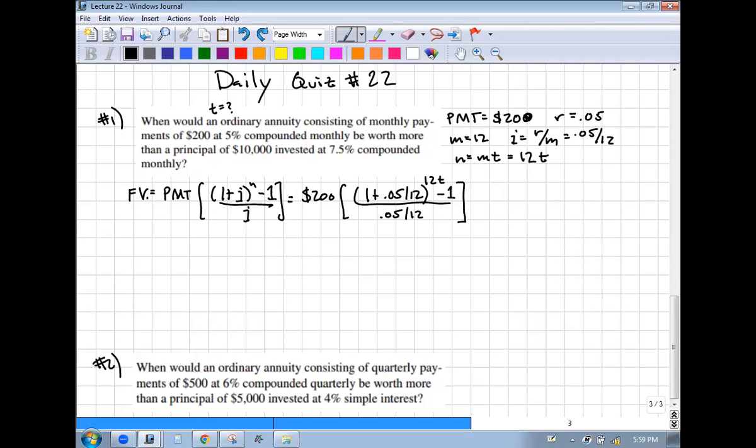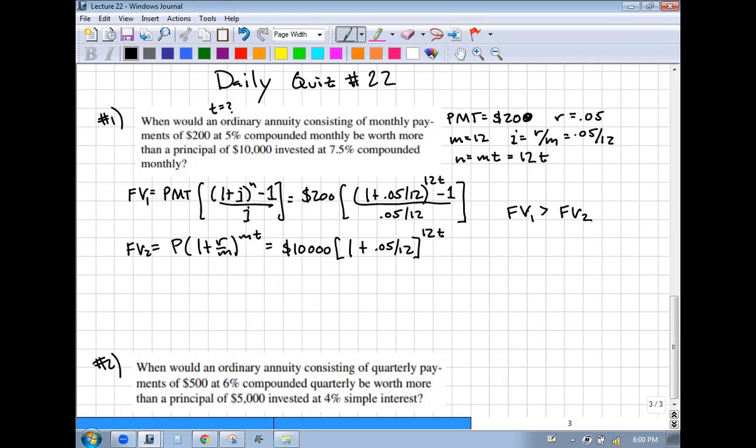So I'll call this FV1, and we want to know when this becomes more than the other one. FV2 here would be P times 1 plus R over M to the MT. That's for regular compound interest. So a principal of 10,000, and we have 1 plus R over M, which is 0.05 divided by 12, to the 12T. So we want to know, when is this bigger than this?